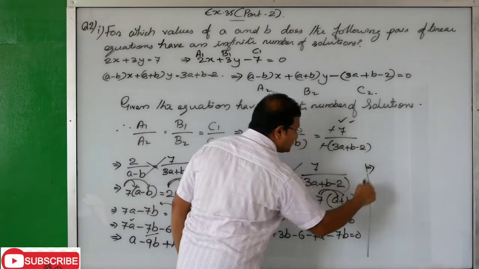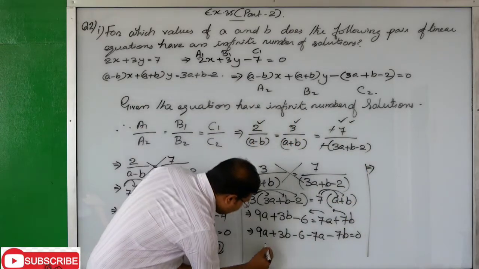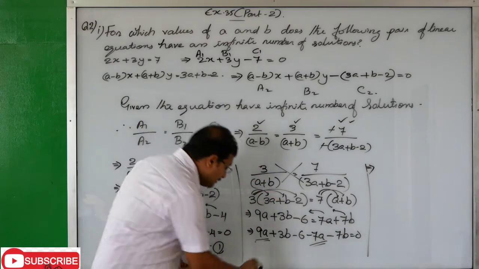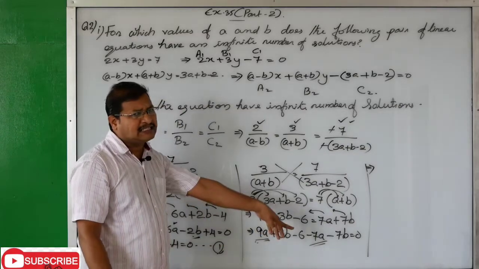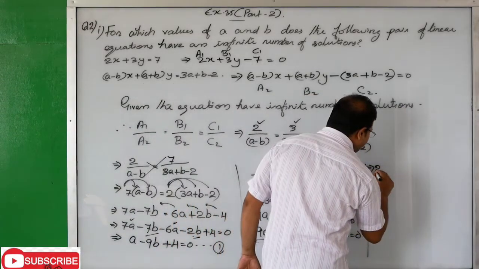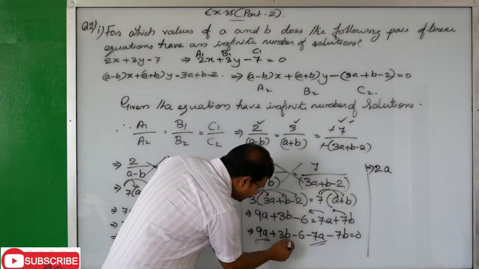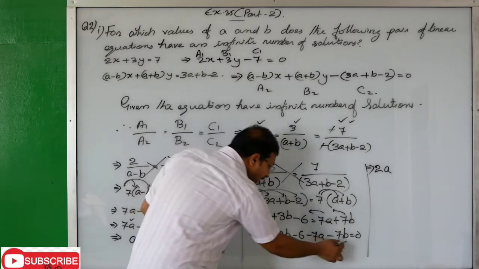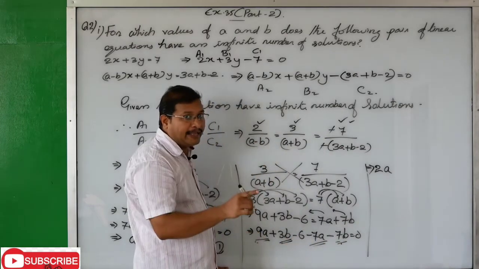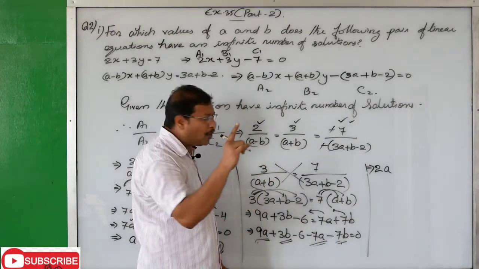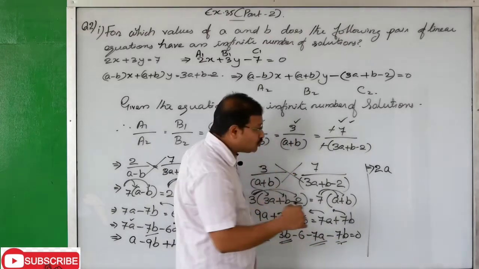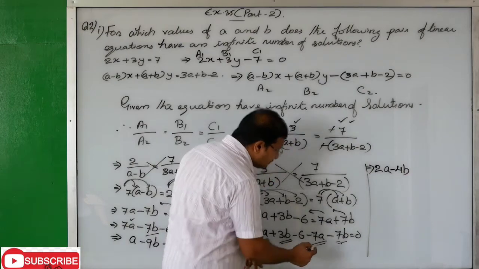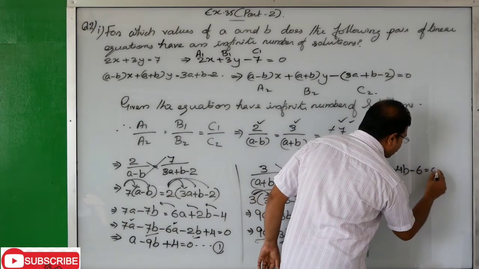Ready? This implies. Now what you will do? See, 9a minus 7a. What you will get? 9 minus 7, 2. That means 2a. After that, 3b minus 7b, plus 3 minus 7. Plus and minus. What you will do? Minus. That means 7 minus 3, 4. But here the bigger number is minus. So the answer is minus 4b. After that, minus 6. Minus 6 equal to 0.